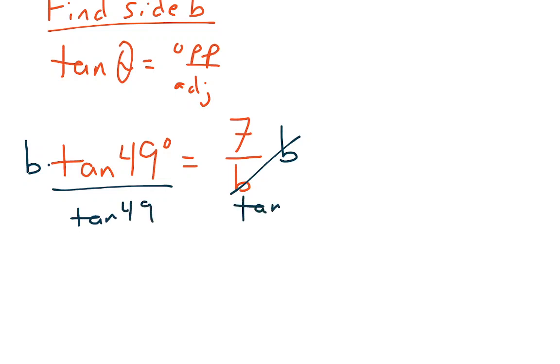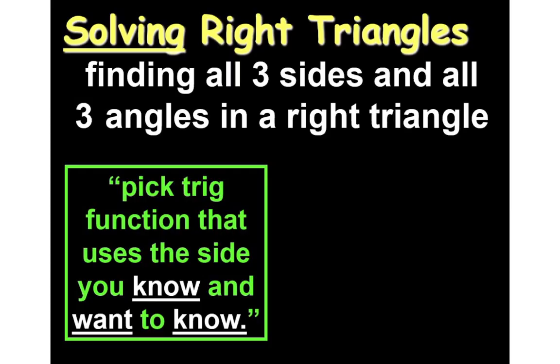And what's going to end up happening is we're going to take 7 divided by tangent of 49. Now you want to make sure you can do this on your calculator, so I encourage you to get out your calculator. 7 divided by the tangent of 49.